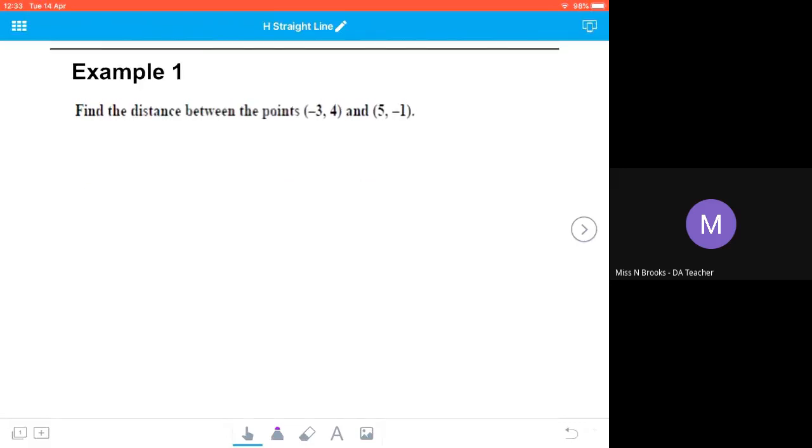So we want to find the distance between the points -3, 4 and 5, -1, and we don't want to have to plot those coordinates. We want to be able to apply the formula. So first of all, we're going to write down the formula. So d equals the square root of x2 minus x1 all squared plus y2 minus y1 all squared.